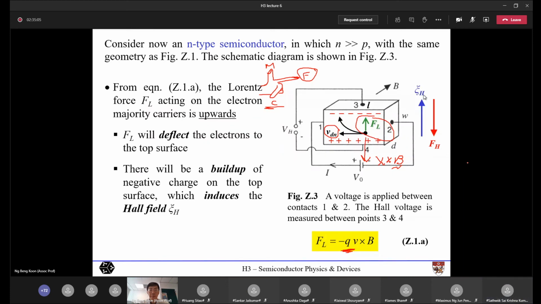In the case of electron, you get a negative charge at the top. The holes will be positive charge at the top. So when you measure it, you'll see a polarity difference, and the polarity difference will tell you whether it's an N-type or P-type semiconductor material. Does it make sense now?